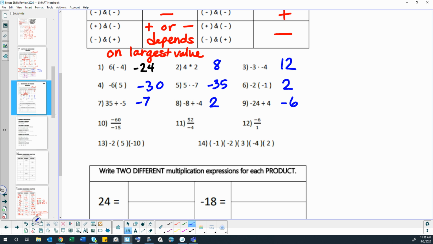Okay, on your whiteboard, show me your answers to number 10. Good, I've got 2 right answers, 3 right answers, 4, 5, 6, 7. Scratch the one on that one, double check it. Yes, good.